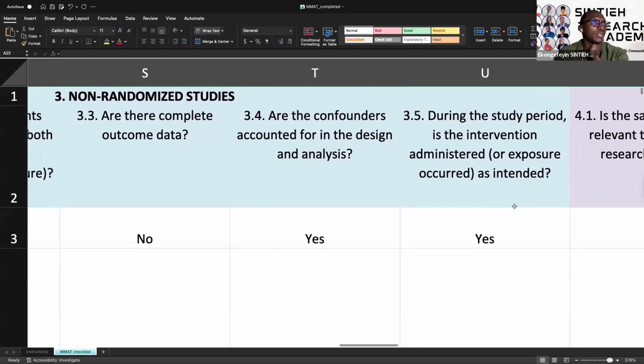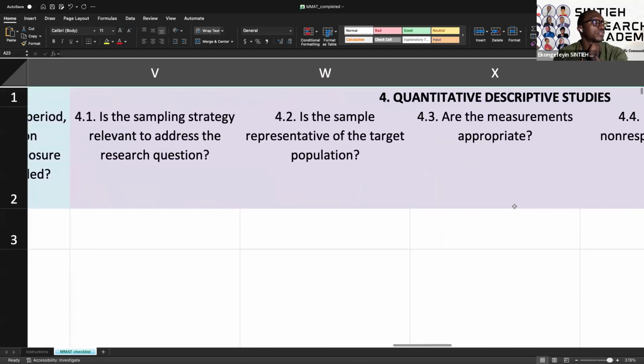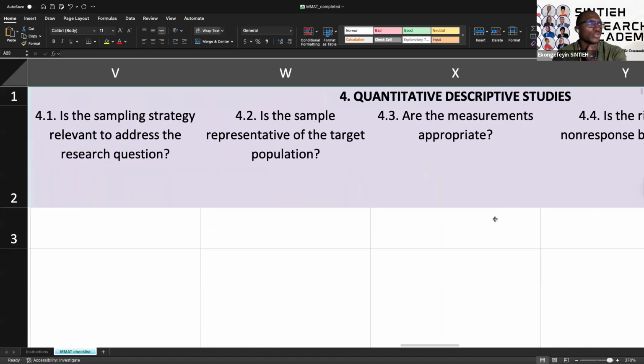Good. So that's it. And then we move to the next section, now that we have quantitative descriptive studies. So these are like cross-sectional studies. So again, this is what we see here. Patrick, can you read the questions here?